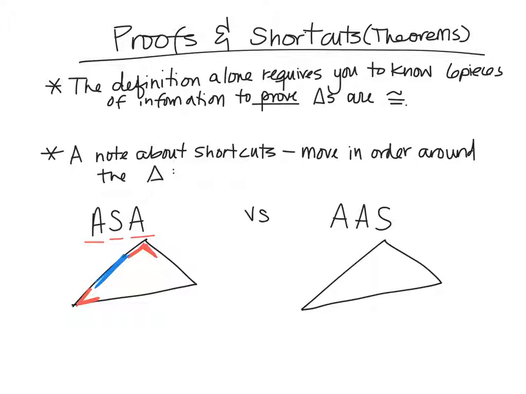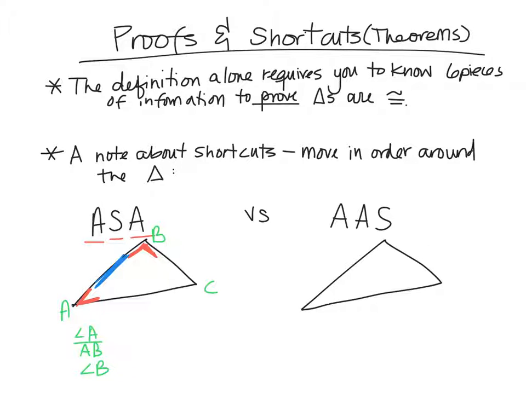All right, I can even write that with letters for you if you want me to. If this is A, B, and C, that would mean you knew information about angle A, you knew information about side AB, and that you also knew information about angle B. That would be angle, side, angle.